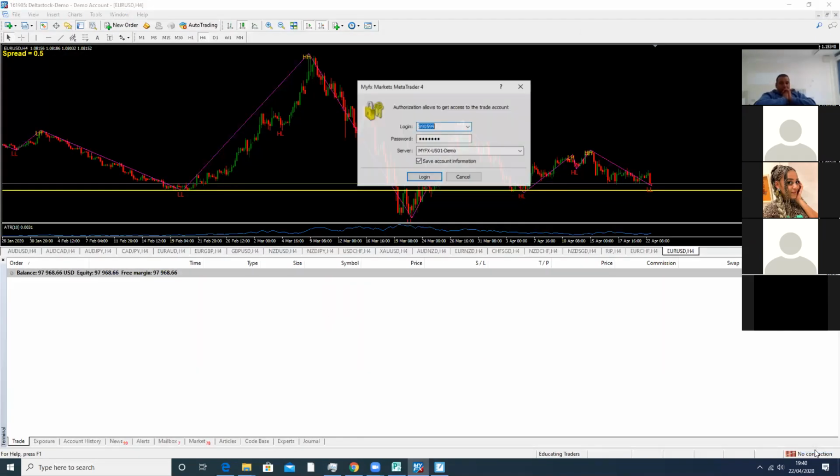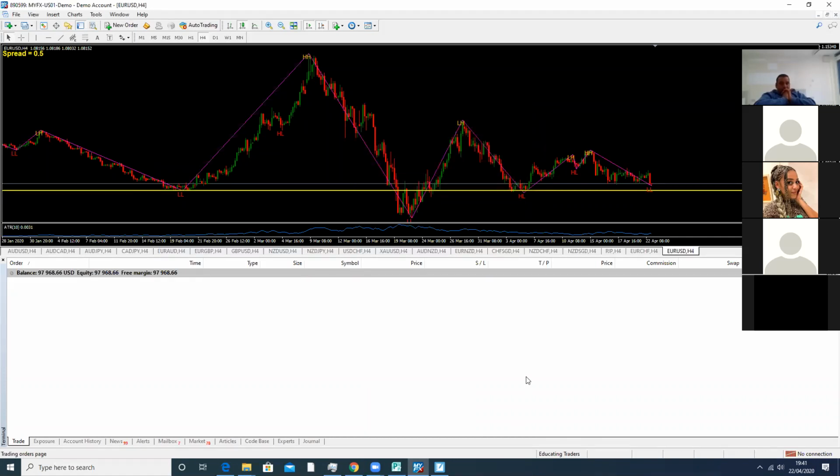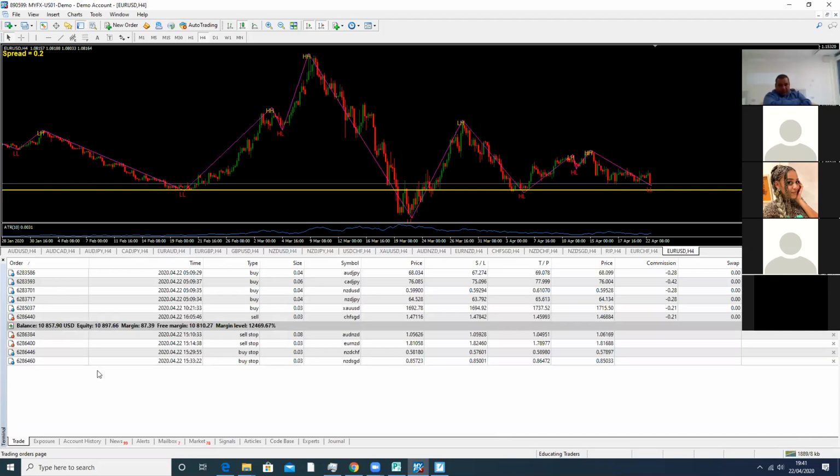For some reason, guys, it's not letting me log in to that other trading strategy. So I'm going to stick with this one for now. It's just telling me that it's gone. Right, let me see if I've got GBP JPY. So let's go to GBP JPY.